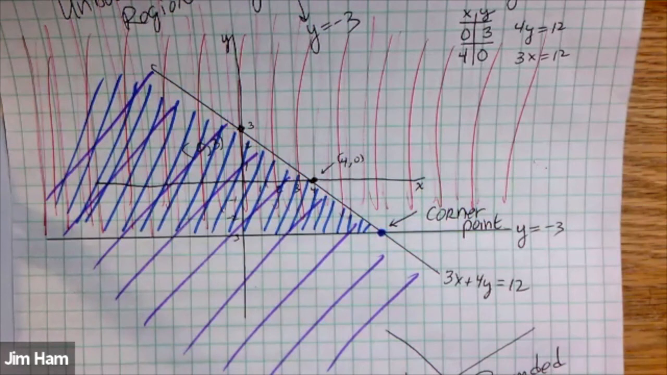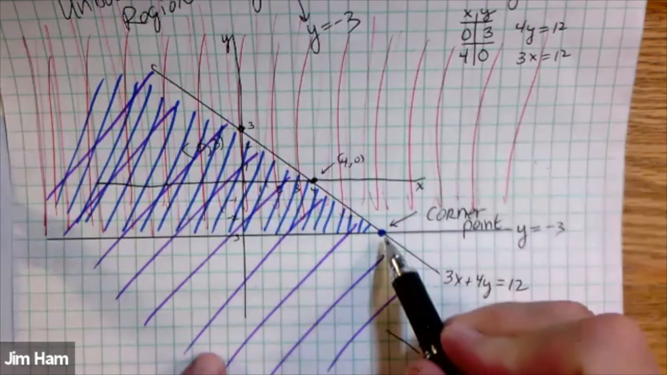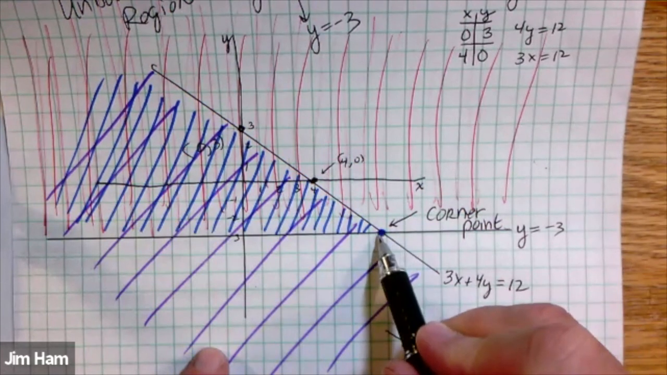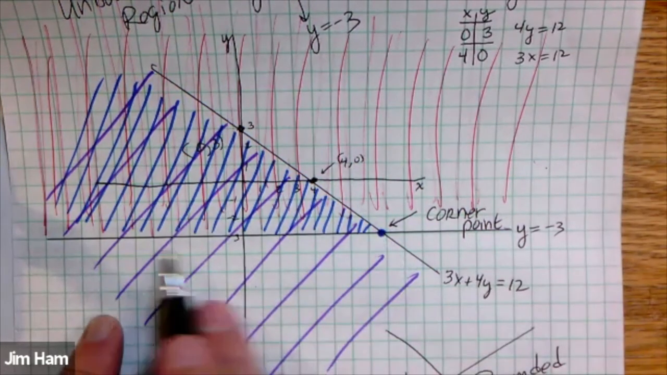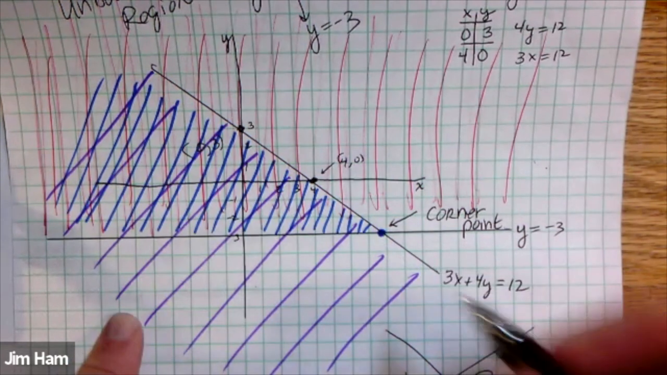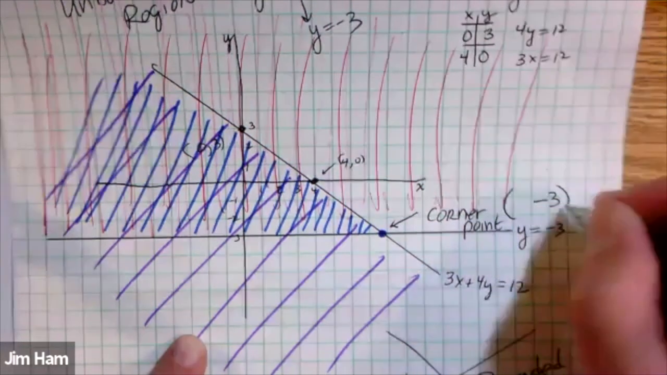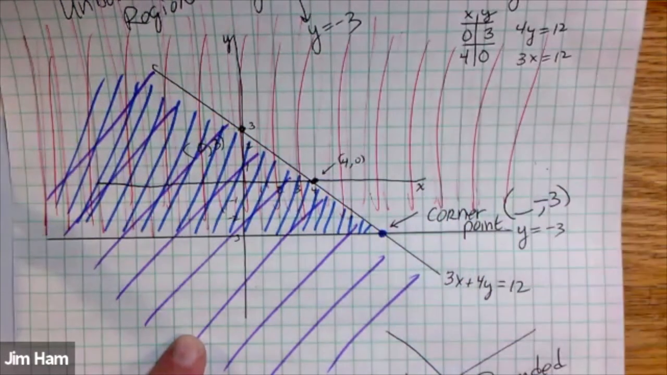And it turns out that in the linear programming problem that we do later on, that corner point is one of the prime candidates for the solution to the linear programming problem. So your job today is just to identify the coordinates of that point. Right there. Now we know that it's on the line y equals -3. So we do know that the y coordinate is -3, but we still have to find the x coordinate.